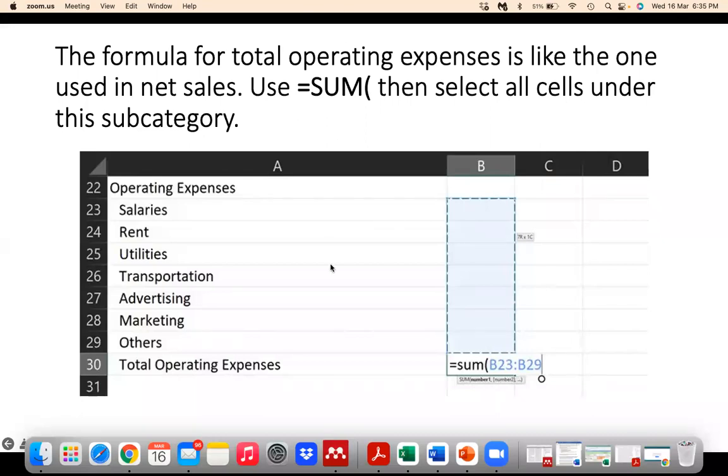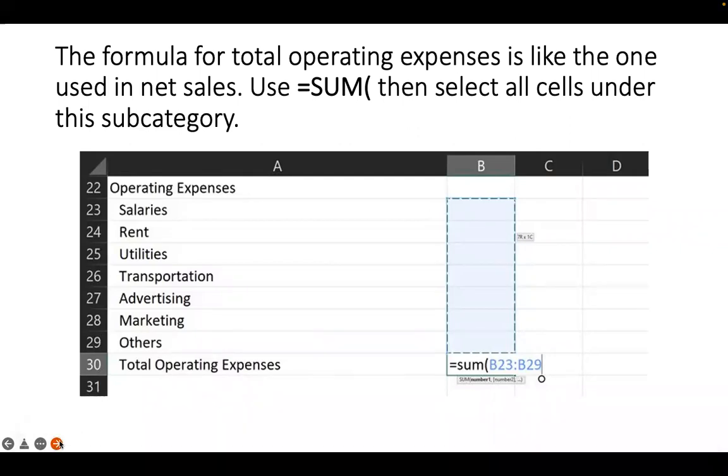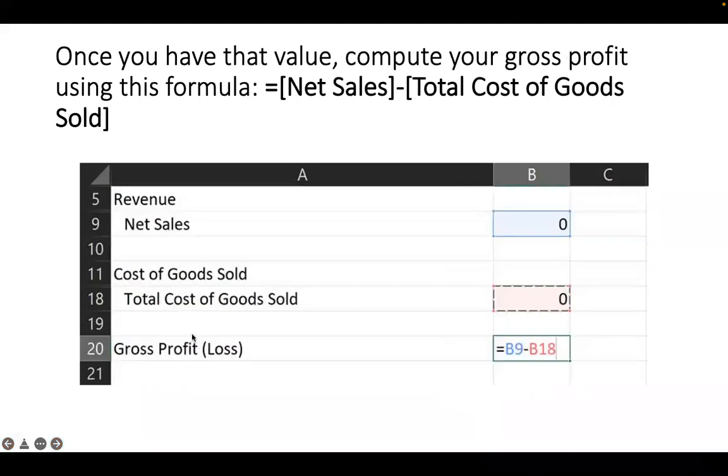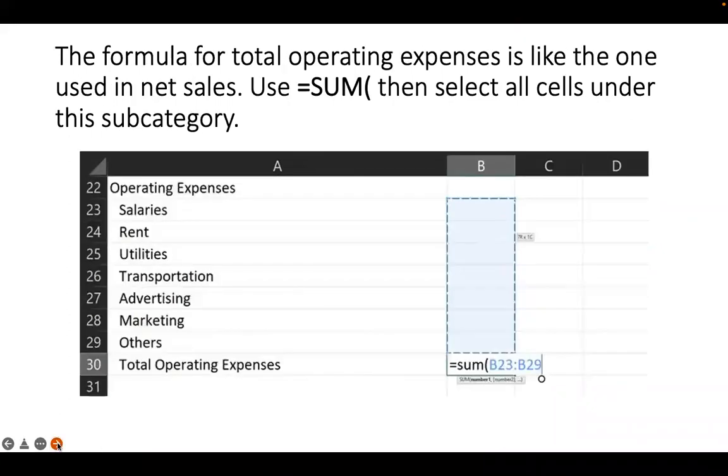This is how we get, so this is the way to get the gross profit. Okay, so now we have to go for our operating expenses, the second part of it. The first part was revenue, and the second part is operating expenses.